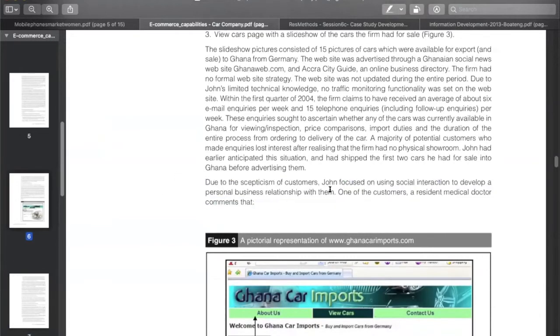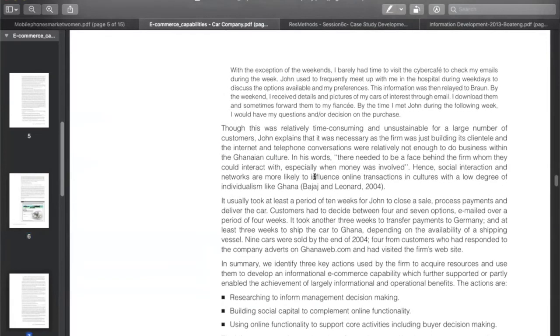Due to the skepticism of customers, John focused on, so what John did, how John was solving that problem. John focused on using social interaction to develop a personal business relation with them. One of the customers, now that's a reflection, that becomes developmental. So you see, developmental is more historical and looks as a reflection. But here you are telling what John was doing, how John was running the business. Then this one becomes a little bit of mechanical. So you are looking at mechanical, developmental, and sometimes causal and comparative arguments as she goes on.